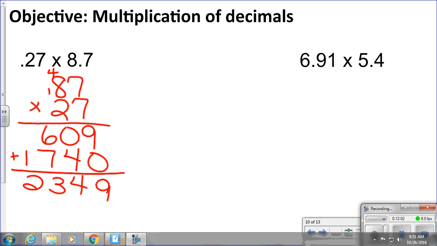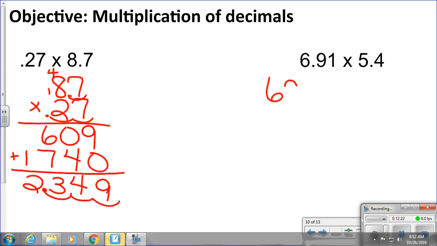Adding. And now I put the decimals back where they originally started, and to place them I need to count. 1, 2, 3, 1, 2, 3, and I'm done. Again, not lining up decimals and not bringing decimals straight down.